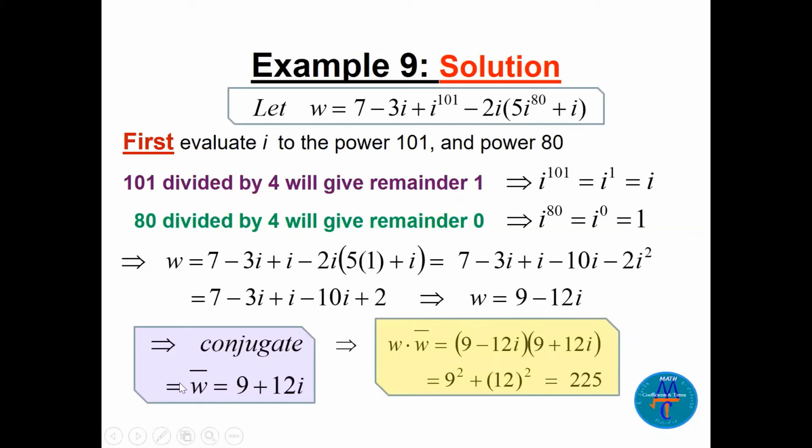The conjugate, W bar, equals 9 plus 12i. Let's multiply them, because the question said multiply them. W times W bar. See, now you can use the formula. 9 minus 12i times 9 plus 12i. So 9 squared, 81, plus 12 squared, 144.